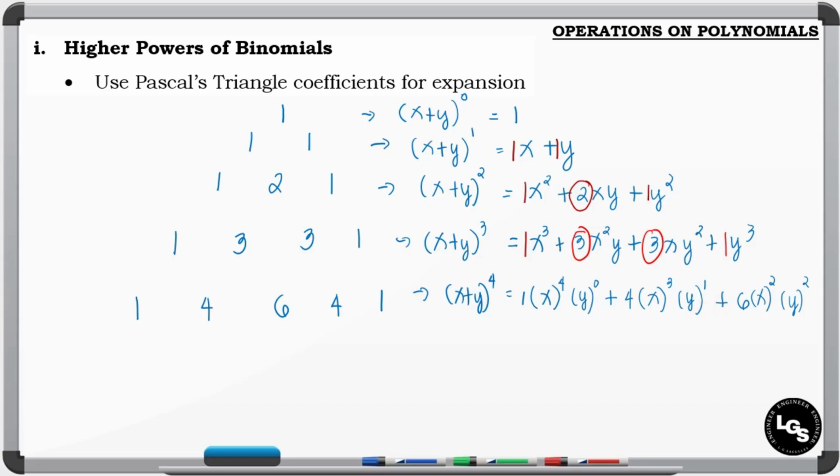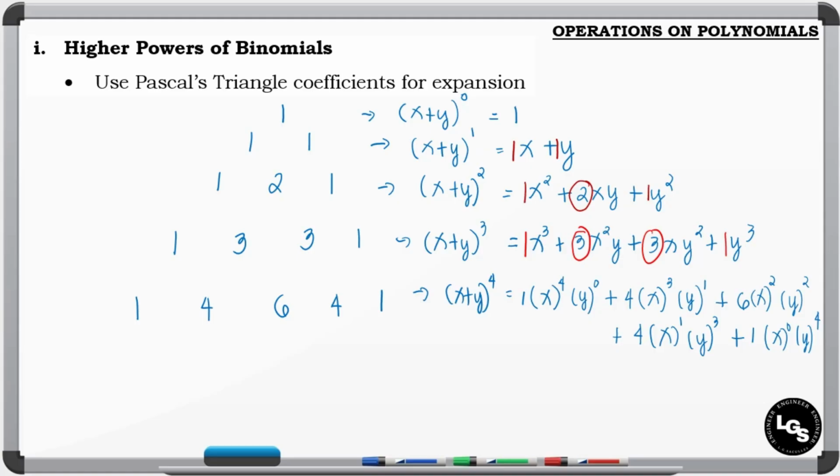Then next, we have the fourth term with a coefficient of 4. So from here, we have 4x raised to 1, then y raised to 3. Then for the last term, we have an imaginary 1. So that is x raised to 0, then y raised to 4. So that is what we are going to do with regards to the exponent.